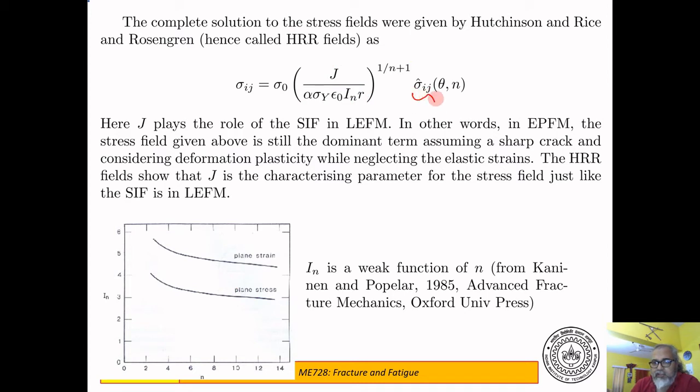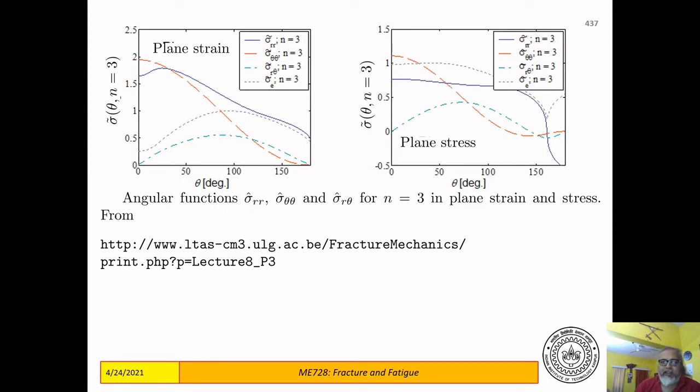The angular functions now do not have as nice a form as we had in case of elasticity, the Williams solution, but they are dependent on theta as well as on the hardening parameter. Remember, if you change n, you change the material as well. So different materials have different hardening exponents. So this angular function depends on theta as well as n. And here are some examples. They are numerically specified. So for plane strain and plane stress, these are the angular functions in cylindrical polar coordinates.